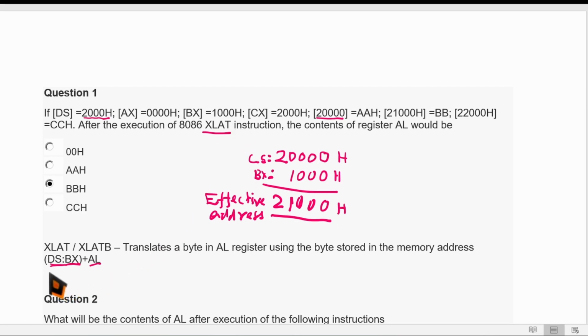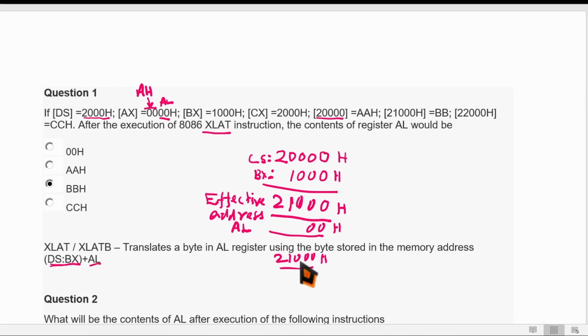And according to the instruction, the AL value should be added. Here, the AX value is 000 like this. This is AL and this value is AH. But we need only AL. So with this one, you have to add AL, that is 00H. So you will get only 21,000H. This is the address required.